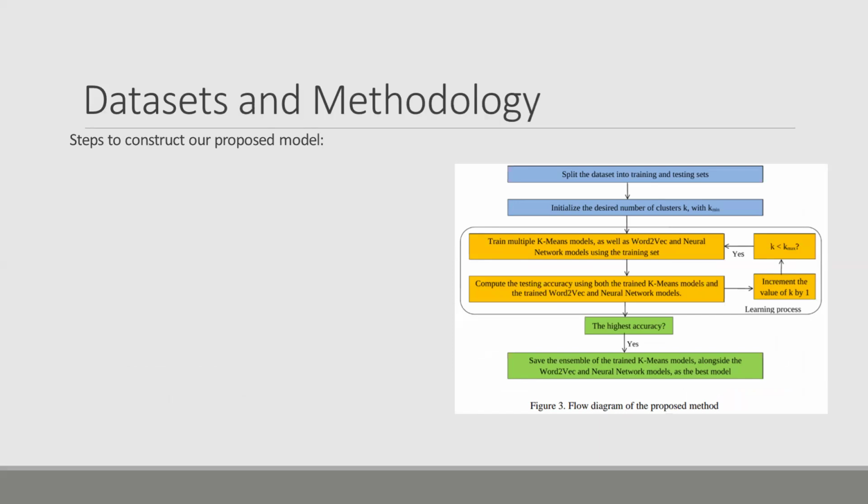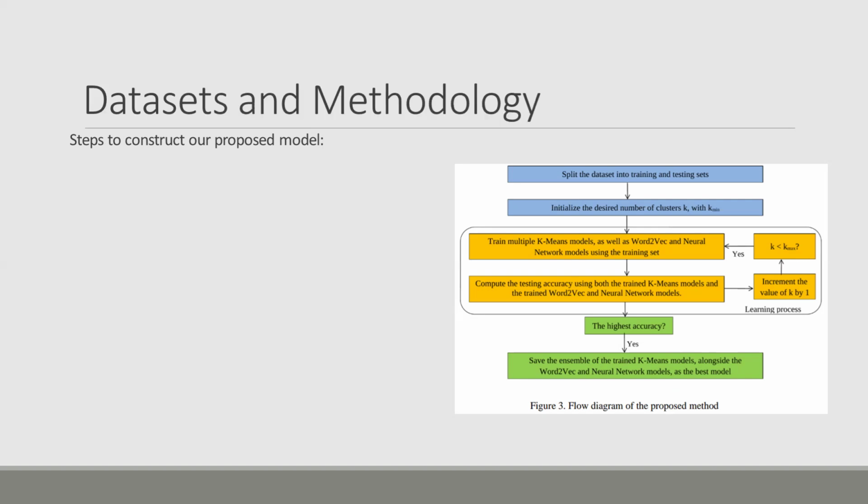Next, let's discuss our approach for constructing and selecting the optimal model. Each model incorporates multiple trained k-means models along with trained Word2Vec and neural network models. The figure displayed illustrates our methodology. For each k-value representing the desired number of clusters within a specified range, we build a model and evaluate its accuracy using the testing set. The model with the highest accuracy is selected as the optimal one.